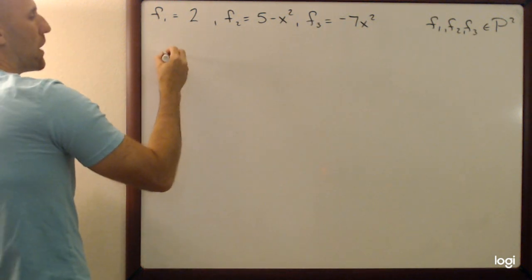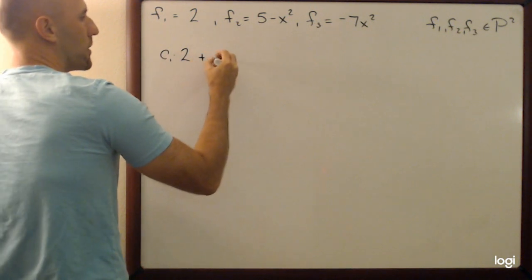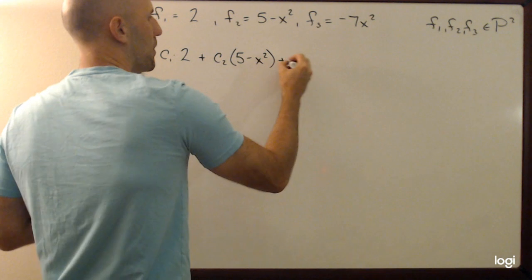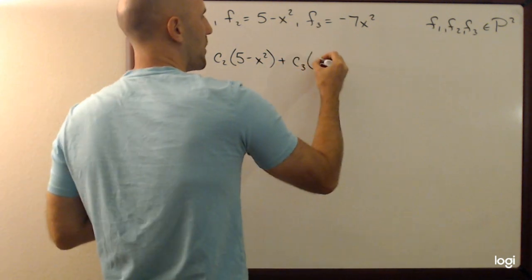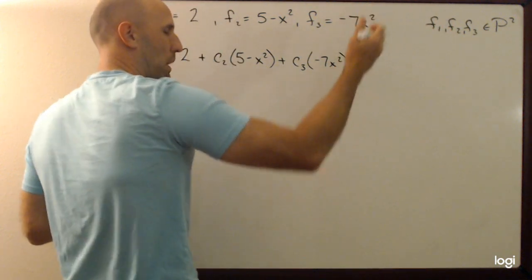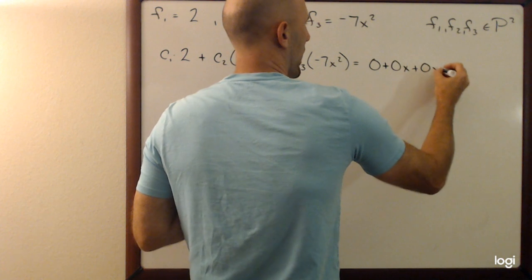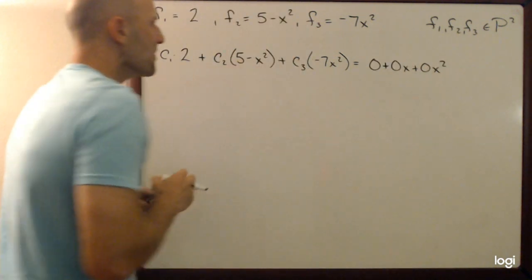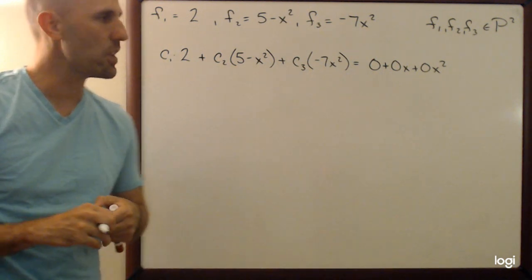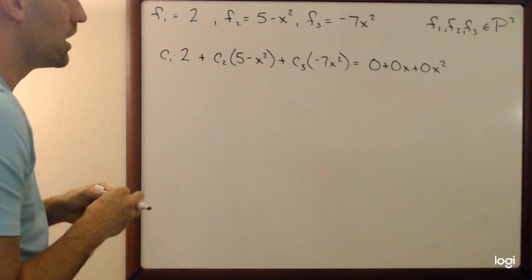So I go back to my original definition, and that is C1 times my first vector plus C2 times my second vector plus C3 times my third vector are equal to the 0 vector for my vector space P2. That's 0 plus 0x plus 0x squared. And my question is, what are the solutions possible for C1, C2, C3, which will hold this equation?